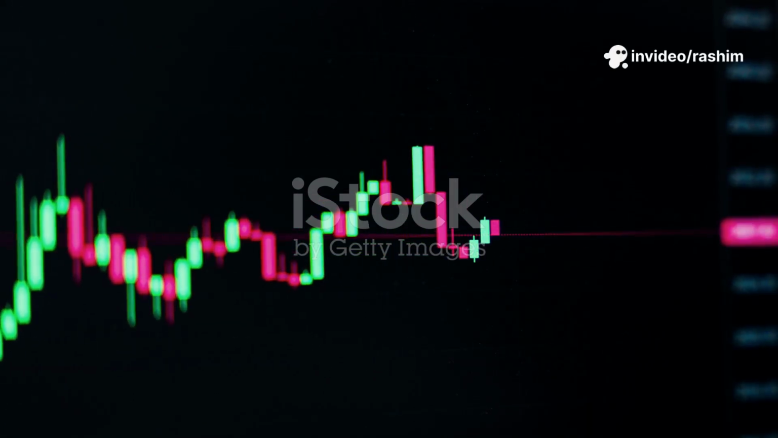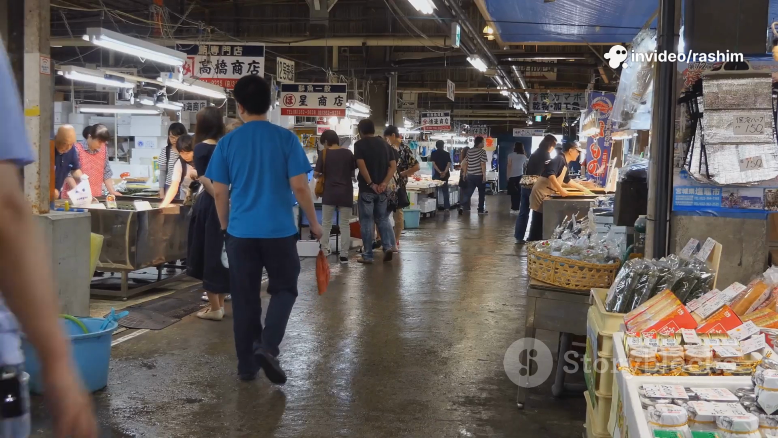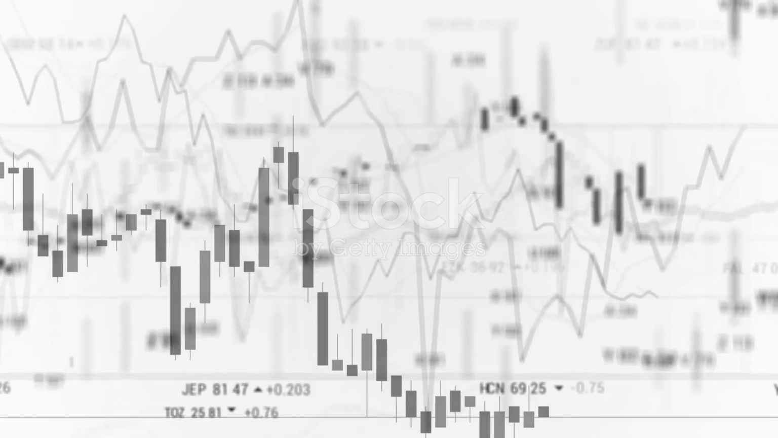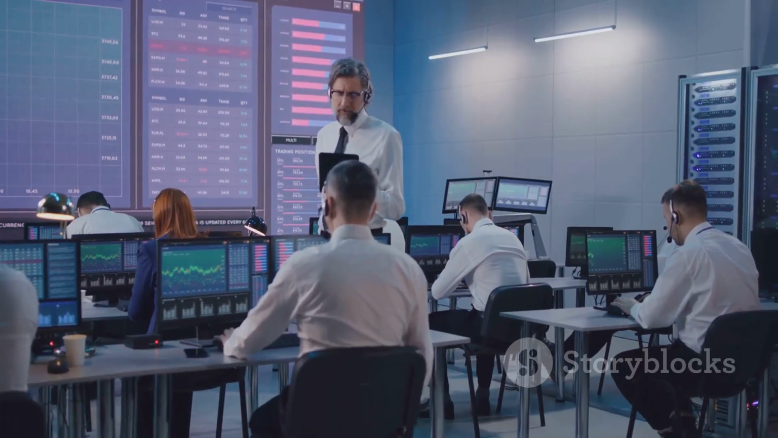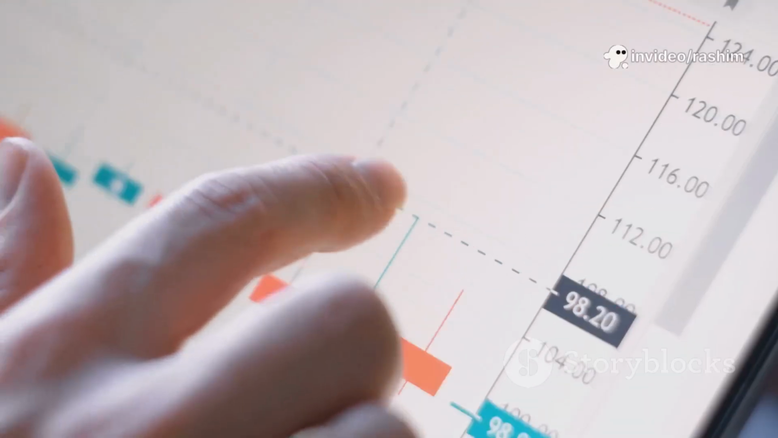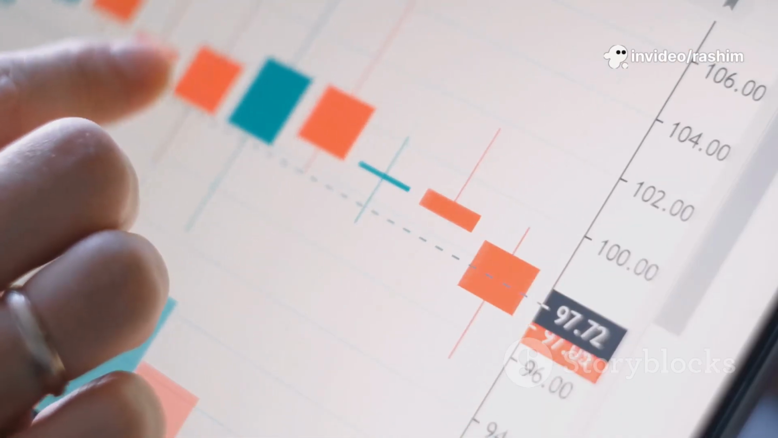Candlestick charts are a powerful tool for traders. They originated in Japan centuries ago. Rice merchants used them to track the price of rice. Today, traders all over the world use them to analyze financial markets. Each candle tells a story about the price movement within a specific time period.